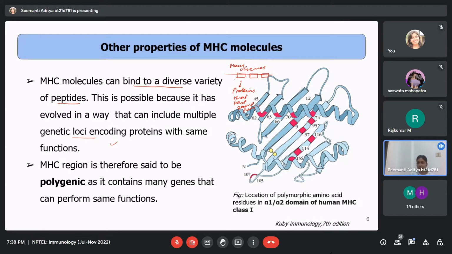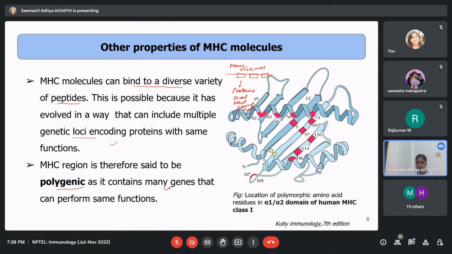Although there could be some kind of little non-specific pairing, MHC molecules are not that specific in terms of recognizing any peptides. So it will allow the binding to a more diverse variety of peptides due to this property, and this property is known as polygenic. Polygenic means many genes. So the MHC region is therefore said to be polygenic, as it contains many genes which can perform the same functions.